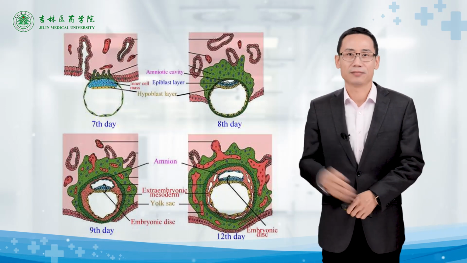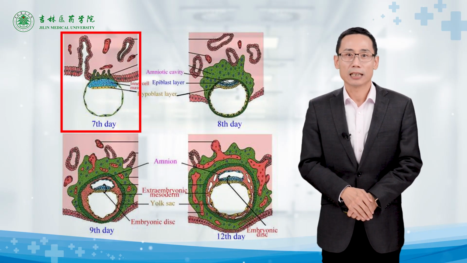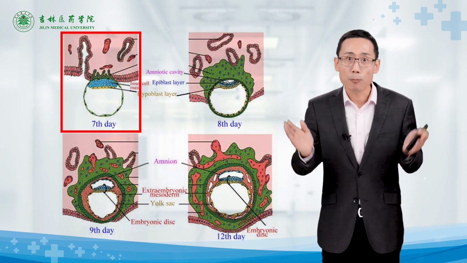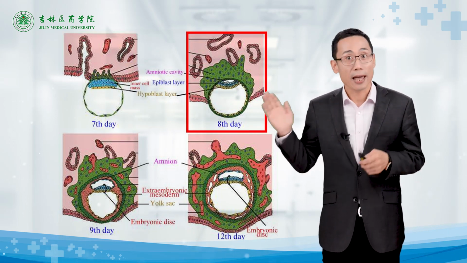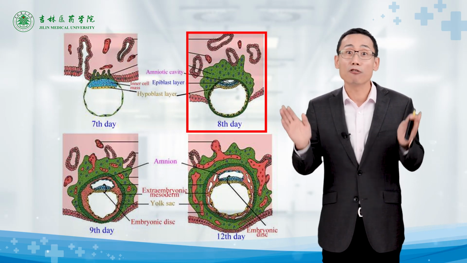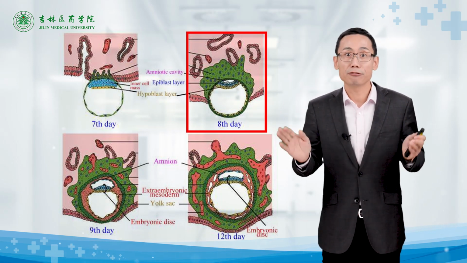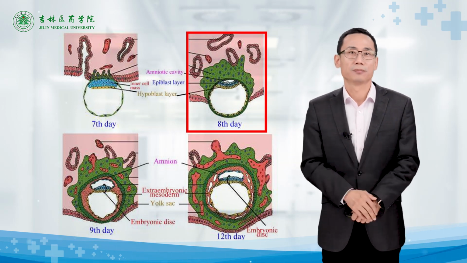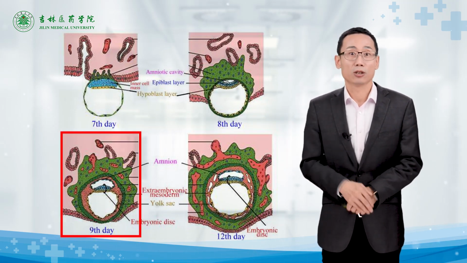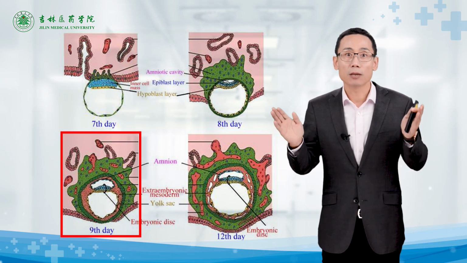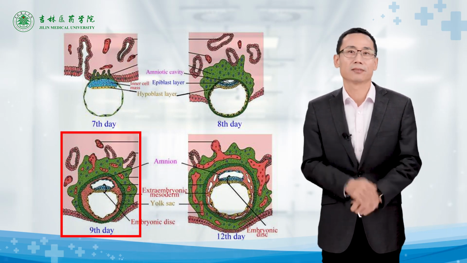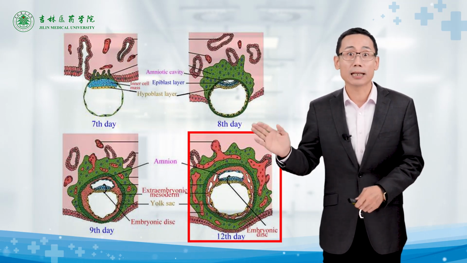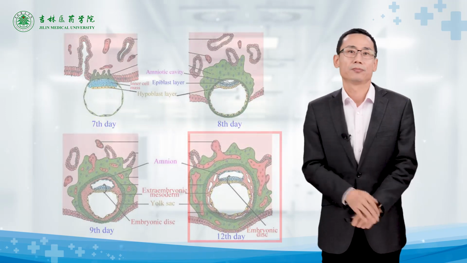Look at this slide. On the 7th day, the yellow cells, a layer of cuboidal cells, is the hypoblast. On the 8th day, the epiblast formed, which is a layer of columnar cells near the trophoblast, the blue cells. On the 9th day, you can see the embryonic disc composed of two germ layers. On the 12th day, we can see that the bilaminar embryonic disc is growing.